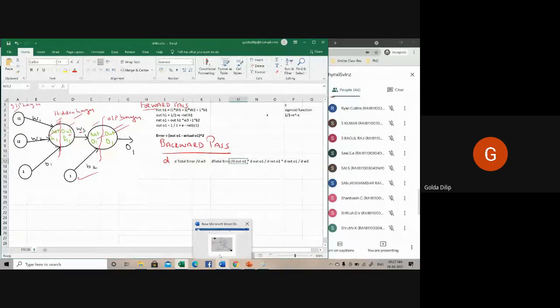So to perform this partial differentiation of D total with respect to dW3, we are using the chain rule because there's no direct relationship between your D total error and dW3. Hence, you're using the chain rule. And now, we need to do this for all the weights. So we need to look into all, I mean, the next one.